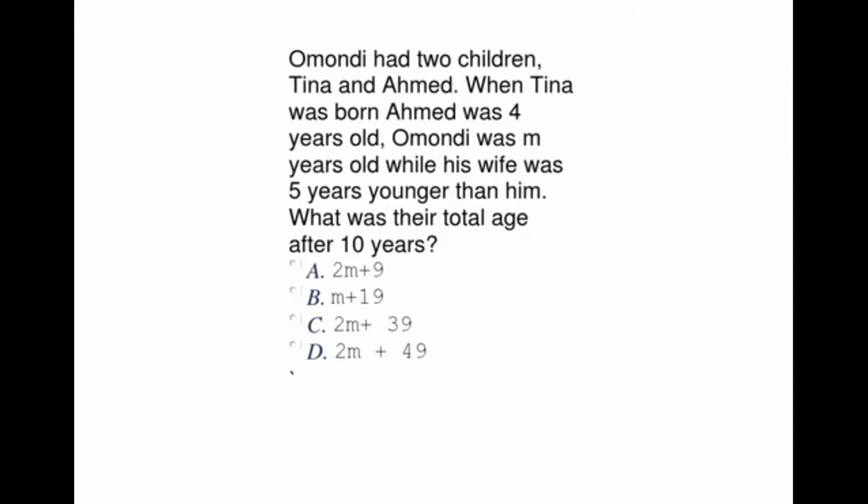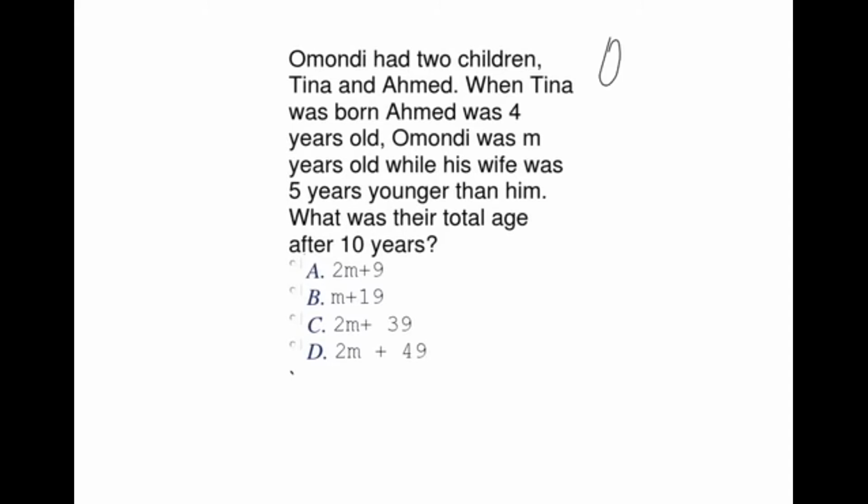Omondi had 2 children, Tina and Ahmed. When Tina was born, Ahmed was 4 years old. Omondi was M years old, while his wife was 5 years younger than him. What was their total age 10 years after? What was their total age after 10 years?